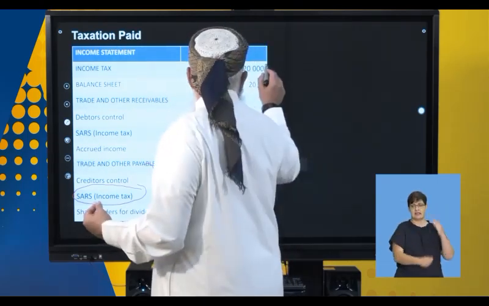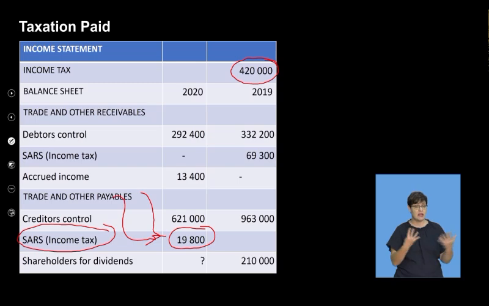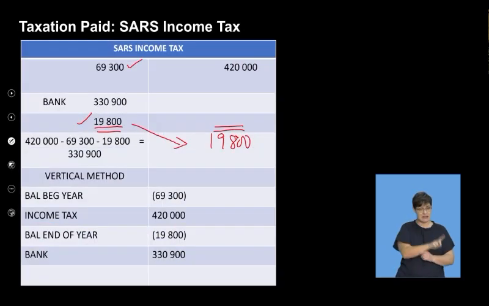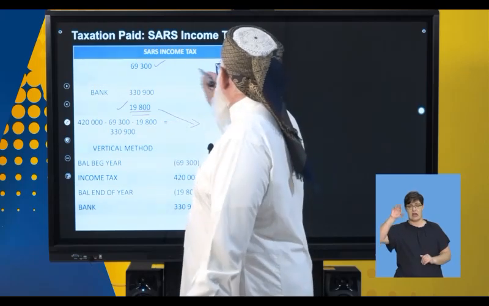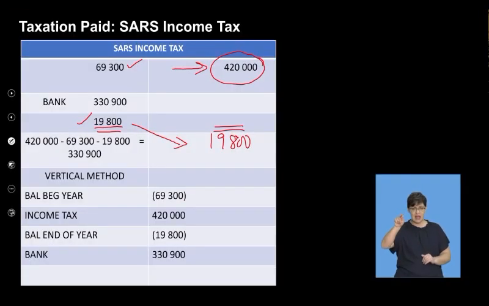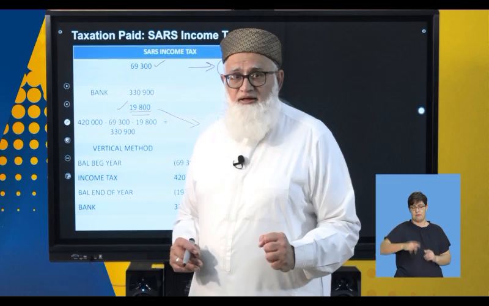My income tax for the year was 420,000. Clearly you can see in your account, obviously your contra entry will always be debit income tax, credit SARS income tax. That entry will never ever change. It's a constant. Debit income tax, credit SARS income tax. So that was your tax liability for the year, right?